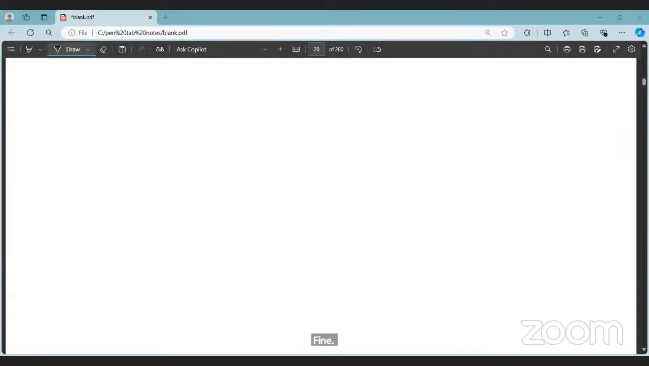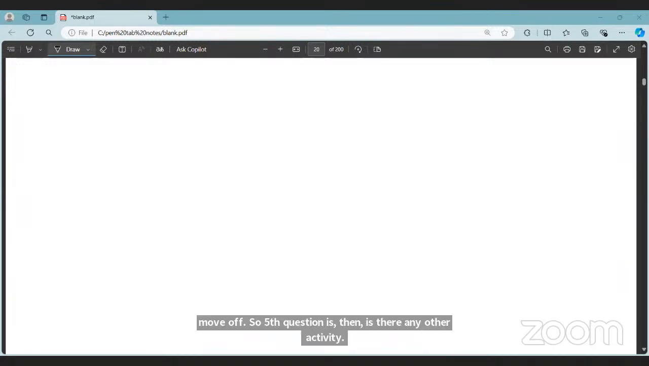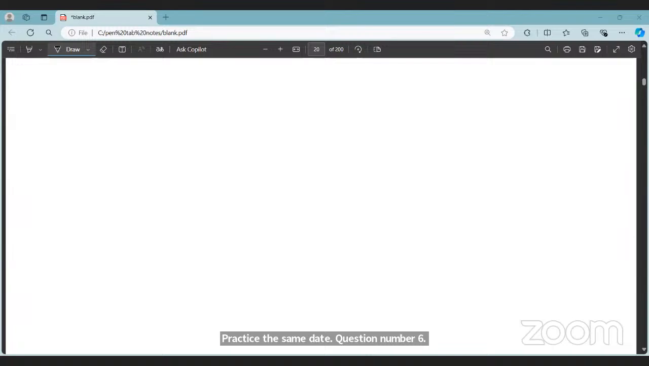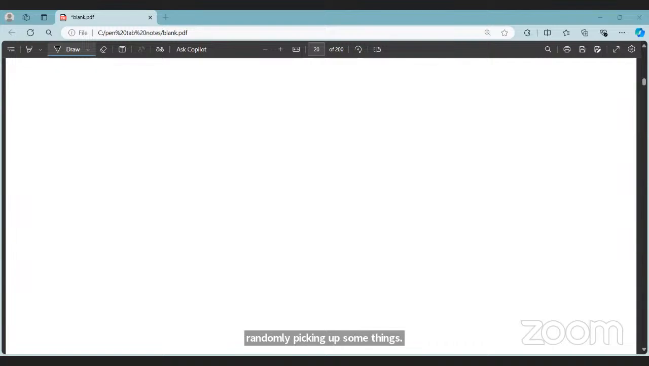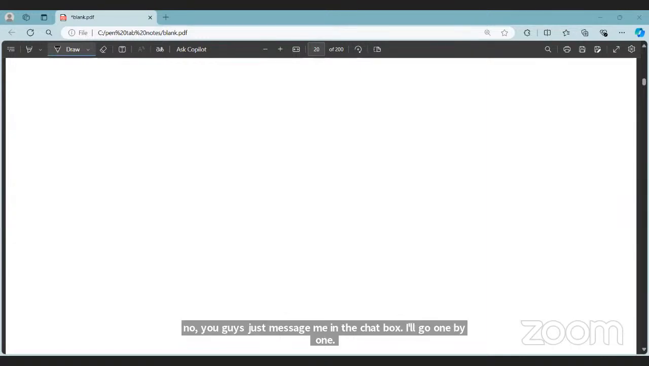Let's move on now. So the fifth question is done. Is there any other activity? Practice assignment 8, question number 6. Madam, in all the activity questions this time, there are level 1 and level 2 kinds of questions. In most of the activities, level 2 seems to be slightly complex. Would you be randomly picking some questions from any activity? No. You just message me in the chat box and I'll go one by one. Just message whatever question you want to discuss. Okay, that will be fine, I think.